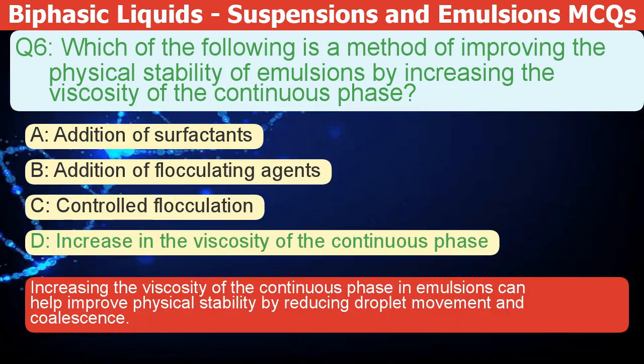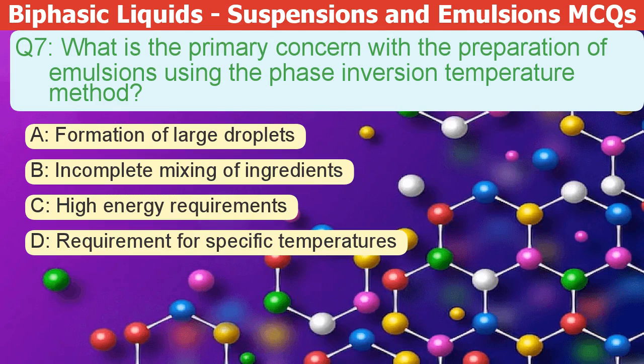The correct answer is D. Increasing the viscosity of the continuous phase in emulsions can help improve physical stability by reducing droplet movement and coalescence. What is the primary concern with the preparation of emulsions using the phase inversion temperature method?